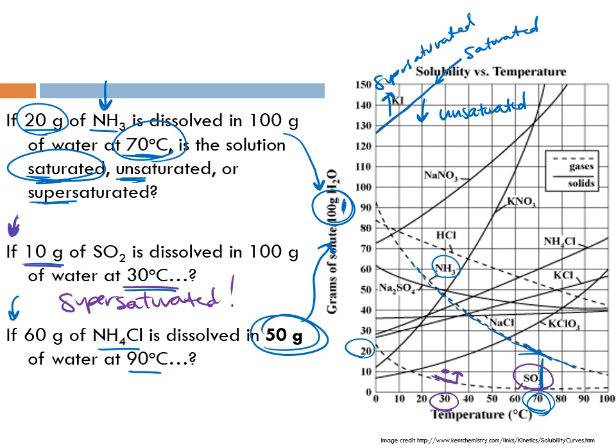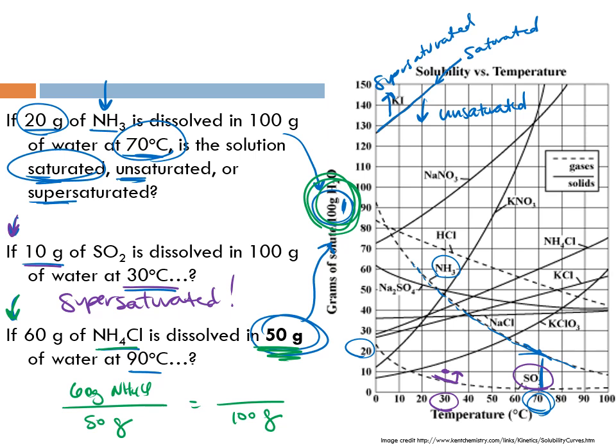How about this last one? So now I'm looking at 60 grams of ammonium chloride and 50 grams of water. The challenge here is that my graph gives me 100 grams of water, so I have to scale up. If I have 60 grams of ammonium chloride in 50 grams of water, then 100 grams of water should be 120 grams of ammonium chloride. So I'm going to go to 90 degrees Celsius, 90 degrees Celsius, all the way up to 120 grams.